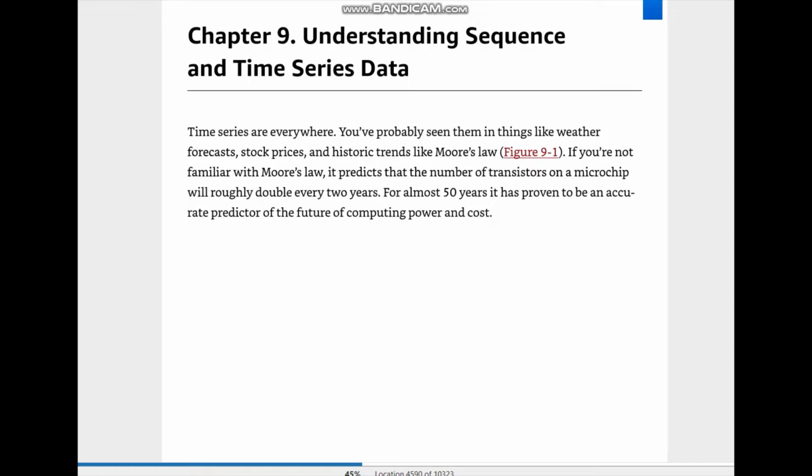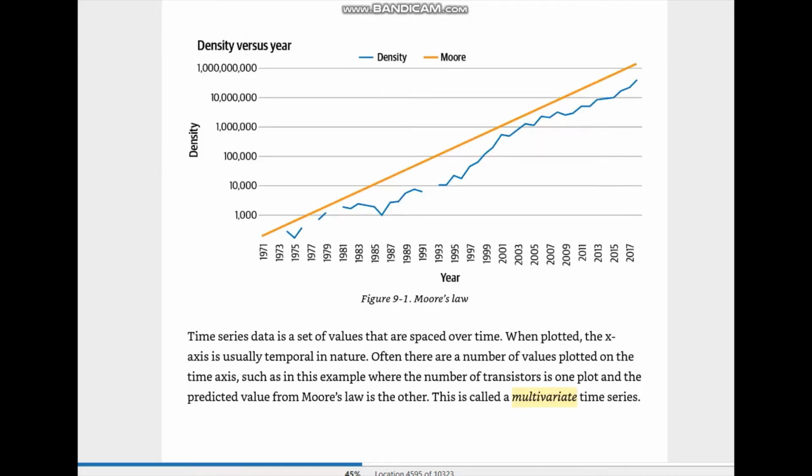Similarly, some of the trends like Moore's law, which gets changed after every 2 years, right? It predicts the number of transistors on a microchip that roughly double every 2 years. So for almost 50 years, it has proven to be an accurate predictor of the future of computing power and cost. So here's the graph for Moore's law, with density versus year. As you can see, Moore's law is a straight line while the density is kind of bulging up and down.